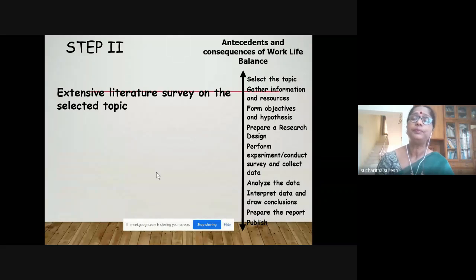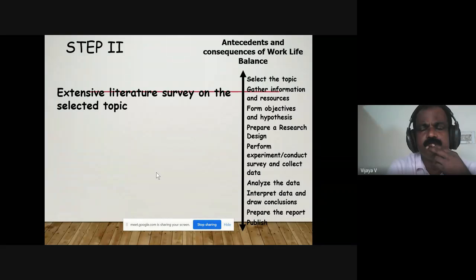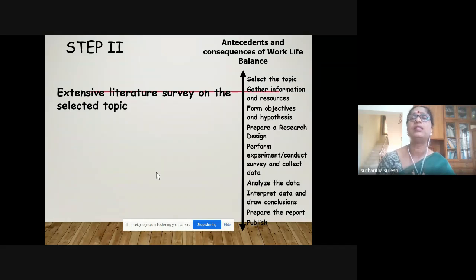If you want to know something, you can go back to the Excel sheet and see which study is talking about which topic, and then you can search for the study online again. So this extensive literature survey after selecting the topic is very important. For what reason? I told you clearly in the last session that it is very important for identifying the research gap. Now, what is the meaning of gap?